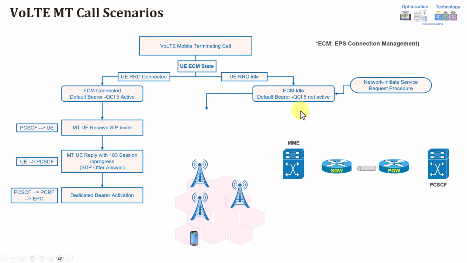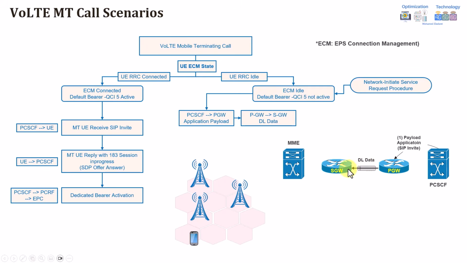So what will happen? The first thing is that the P-CSCF, the proxy CSCF, will forward the SIP INVITE message to the packet gateway. So the packet gateway understands that there is data that needs to be sent to the user. It will send this downlink data directly to the serving gateway, and as I mentioned, the tunnel is already active, so it can send the data without any problem.